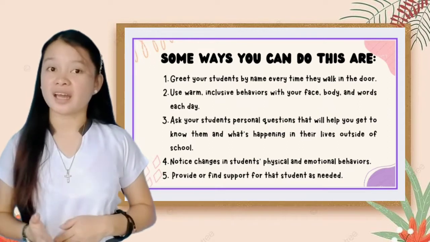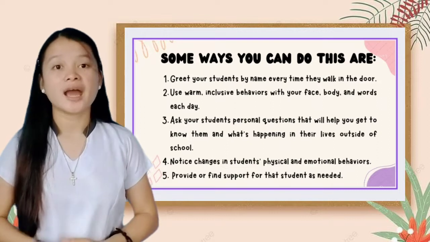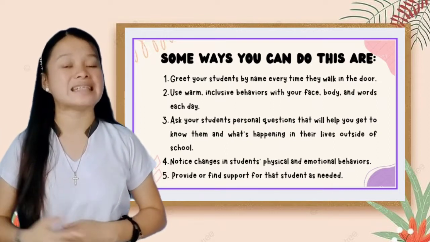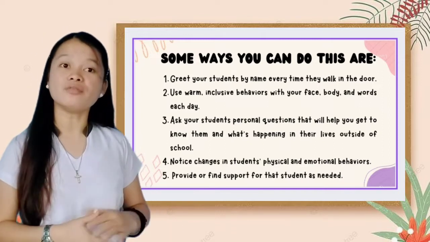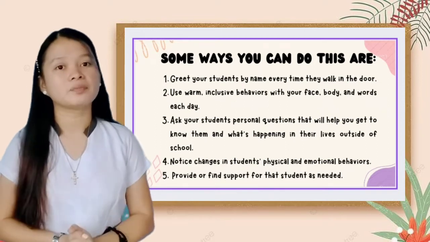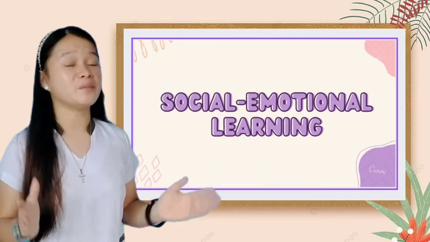Changes may indicate that a student is in need of additional emotional support. And then five, provide or find support for that student as needed. Spend and keep track of individual time with each one of your students over a set duration, such as a month.